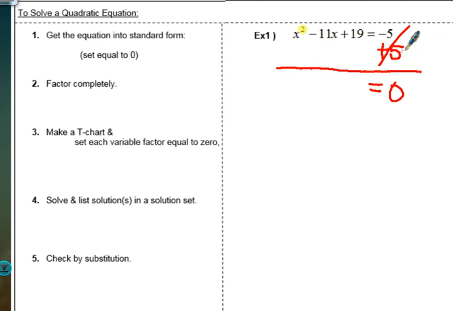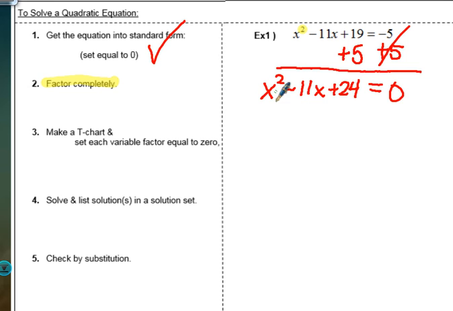And if I add 5 on the right-hand side, I must also add it on the left. In this case, I'm going to add 5 to the 19 because these are both constants. These are like terms. And now we have x squared minus 11x plus 24. So step 1, now it is in standard form. The quadratic expression is set equal to 0. Now when we're working on each of these quadratics, we are always going to factor completely. Remember that this means to factor until you can't anymore.